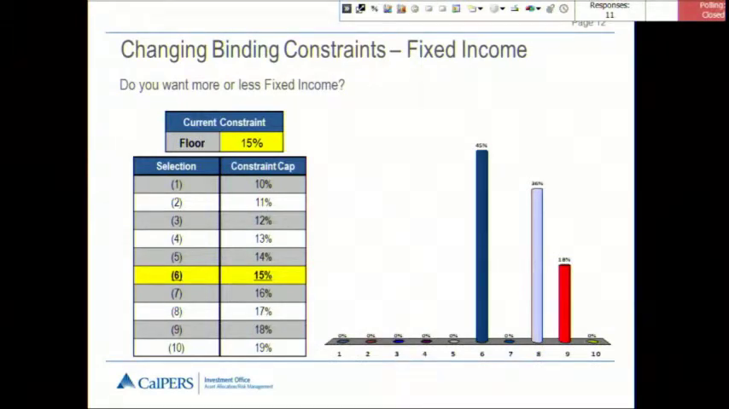Okay, so let's see. 6 is where we are, and then some desire to bump it. And that's actually a fairly strong desire to bump it. What's the percent, Ben? Can you read that? 36 and 18. Okay, so, yes, Alan, please.